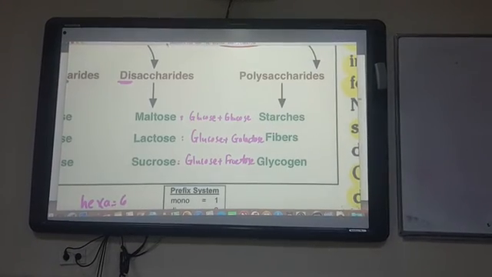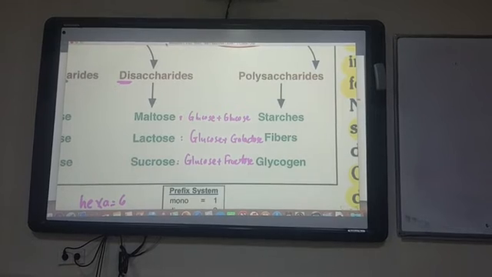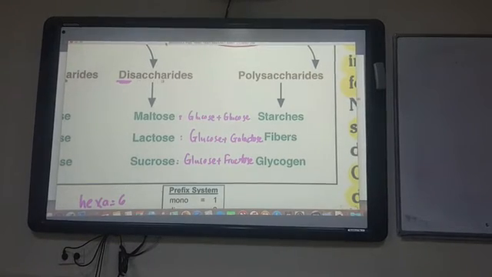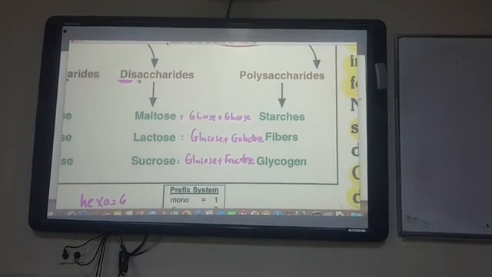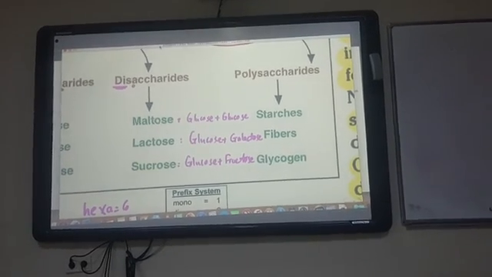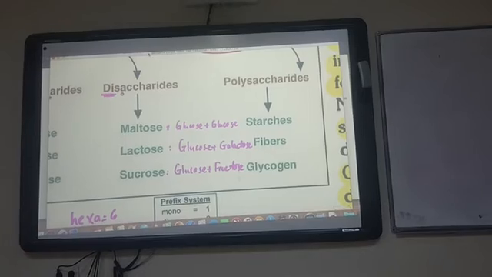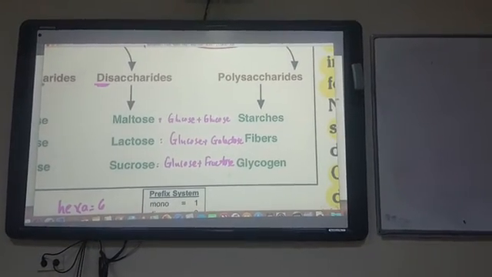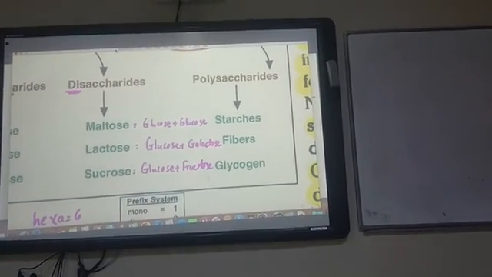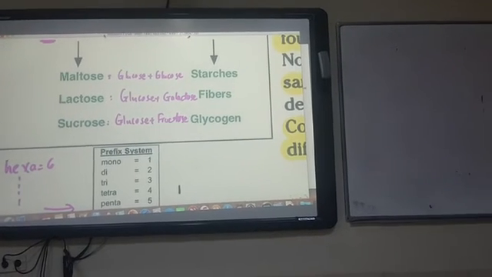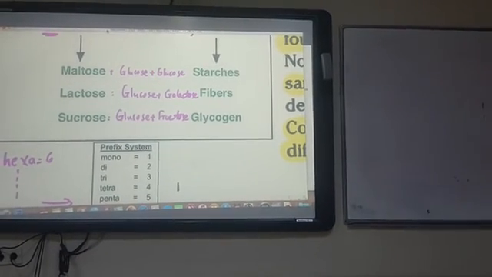And also disaccharides, double sugars. By the way, I forgot to say, no need to memorize this. Examples: sugar, maltose. Of course, these are so important. The maltose and the lactose aren't written in the book, just saccharose.